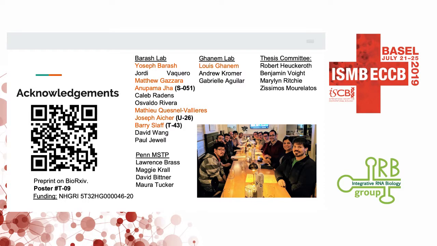We go to dinner as a lab. This is a picture of us at a lab dinner last year around Christmas time at a place called Bernie's. And I'd also like to give a warning that if any of you find yourselves at Bernie's in Philadelphia, do not order the salmon cheesesteak. That's a big mistake. So you heard it here first.